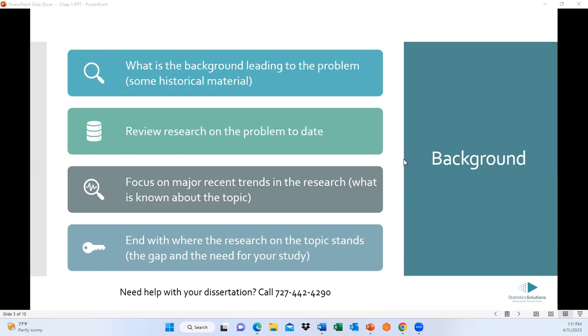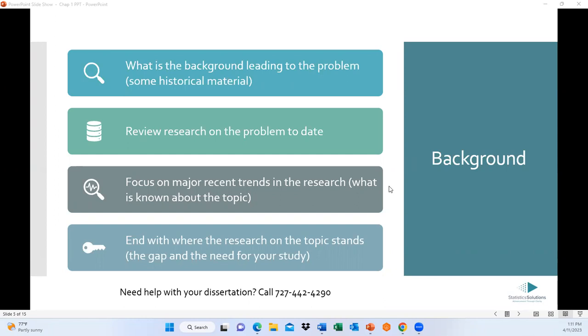So you want to start off with a little bit of the background on the problem. When did it start to become a problem? How has it evolved over time? So you want to trace the development of the problem, right? And these are historical. You're going to have some background material. It's kind of broad strokes.